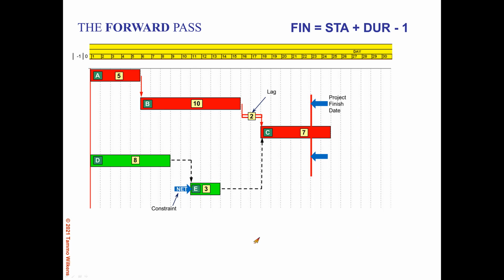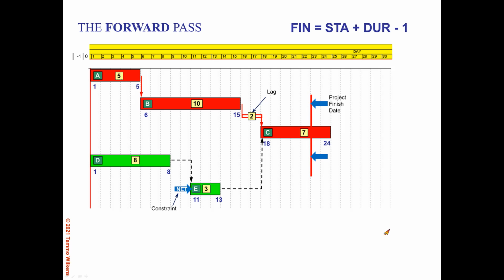Now let us look at another situation. We still have our lag and constraint in the picture here, but we've added a project finish date. So let's assume the client says, I need this done by day 22. So let's see what happens. Our forward pass works as before. So we come up with a finish date of day 24, just as we had a moment ago.